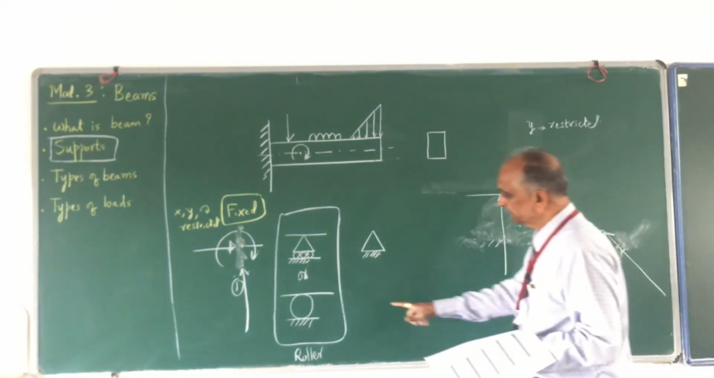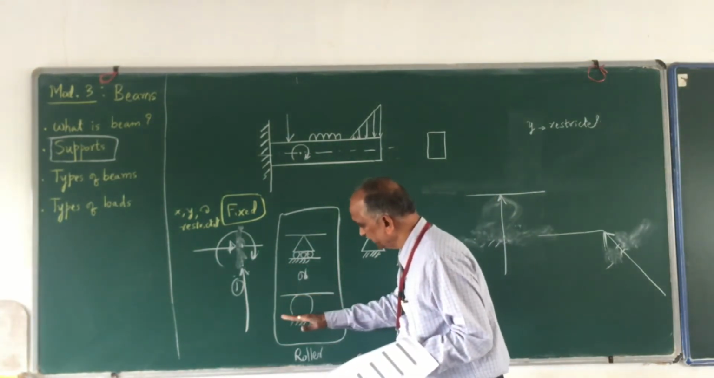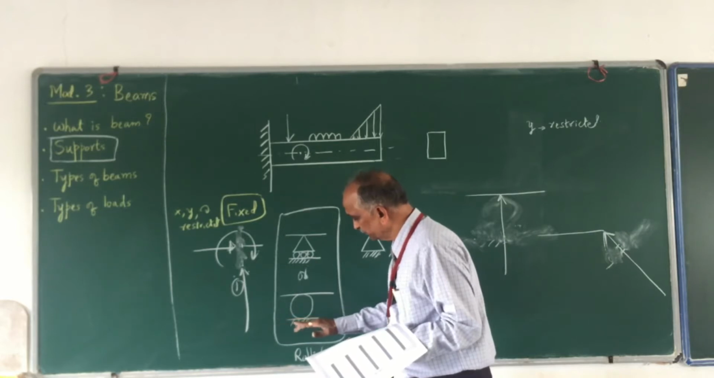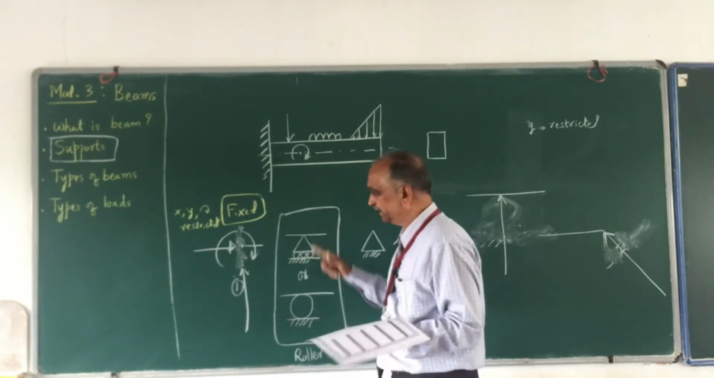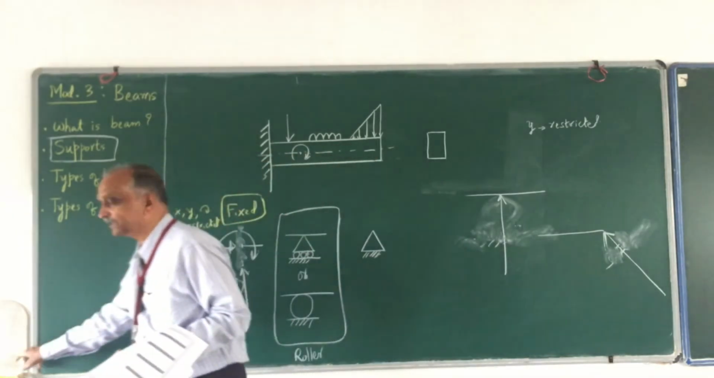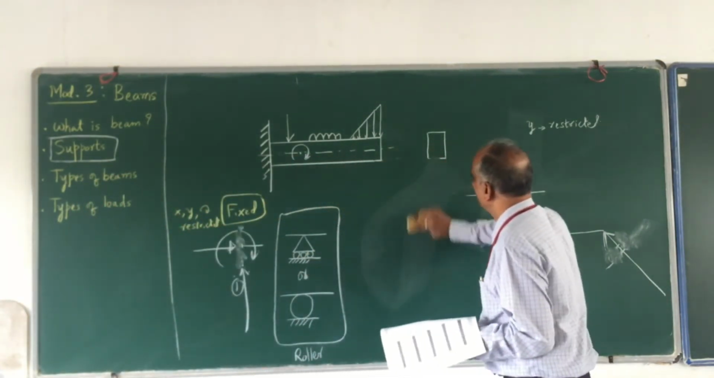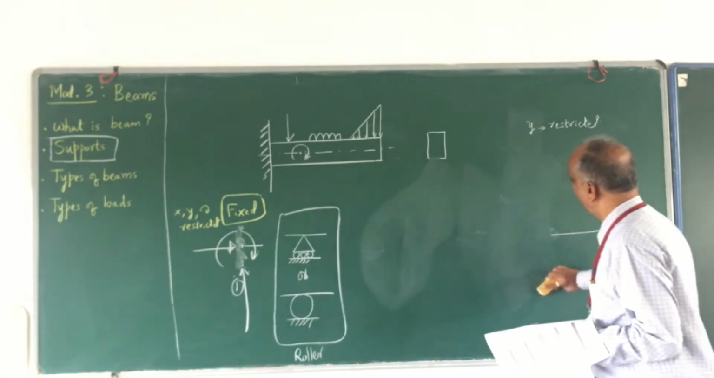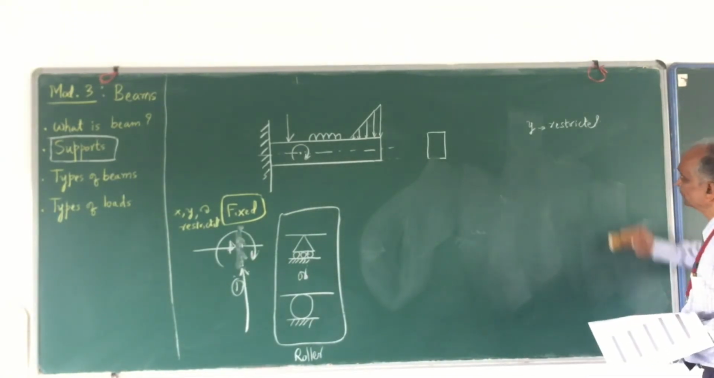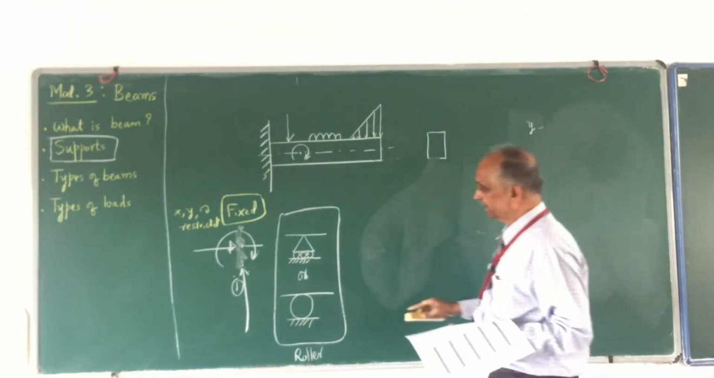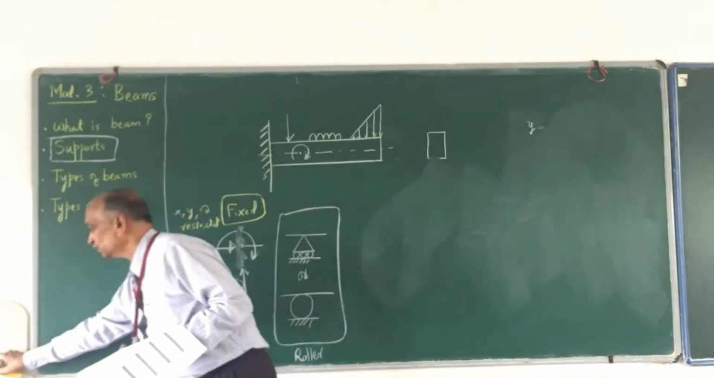So therefore, on whatever surface the roller is resting, draw a perpendicular to that surface, and you will get what is called the reaction. And therefore, the reaction offered by a roller support is only one, and the other two motions are possible. And this is called a roller support.